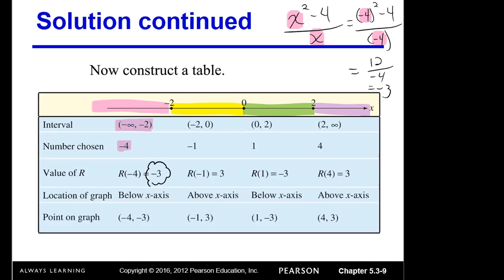Since it is negative, that means you are below the x-axis, either in quadrants 3 or 4. In this case, it's 3. Here's the point, -4, -3. That is in quadrant 3. If you have a negative y coordinate, that means you're located below the x-axis somewhere. I don't really care what quadrant it is. It could be in 3 or 4. I just need to know it's below the x-axis.